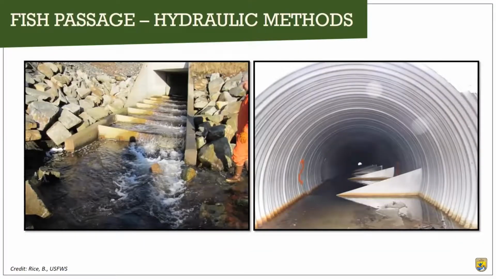And the result of these hydraulic design methods are structures that look like this: fish ladders and baffles. These structures disrupt the ecological stream process, and they do not work for all life stages or all species. Some species can't jump at all. Juvenile salmon can only jump 4 inches.